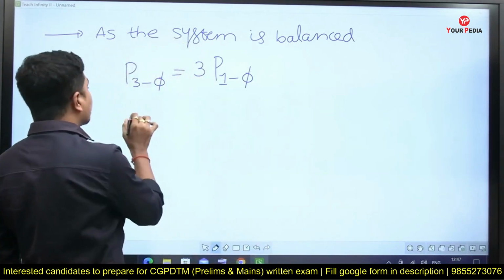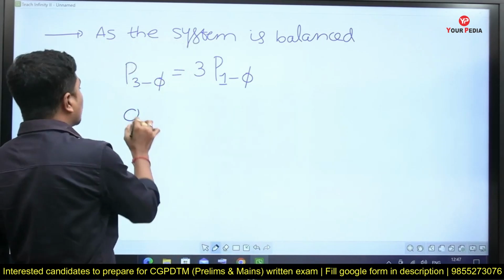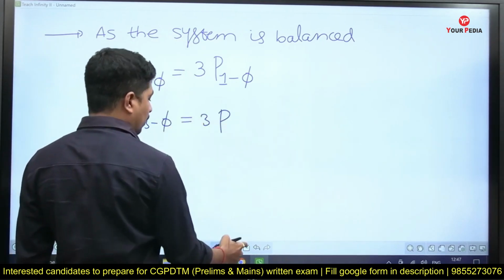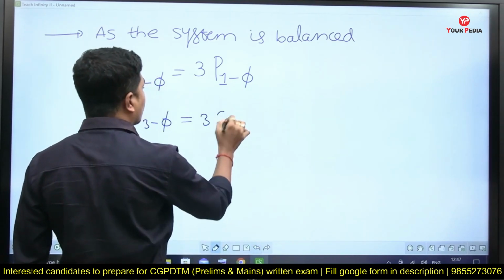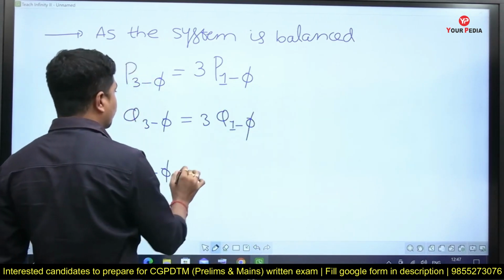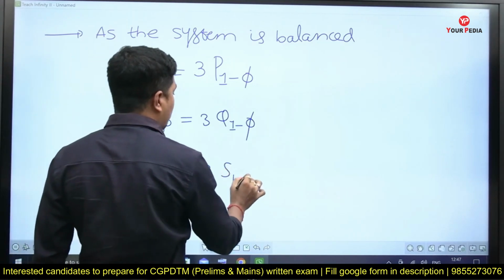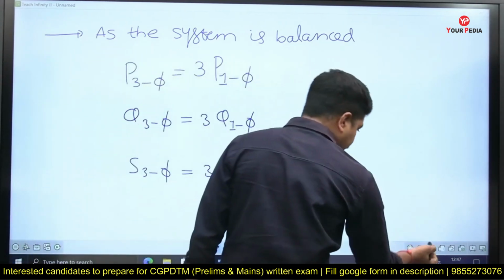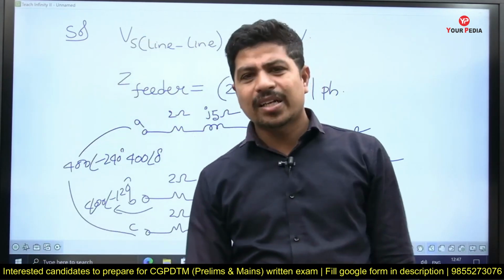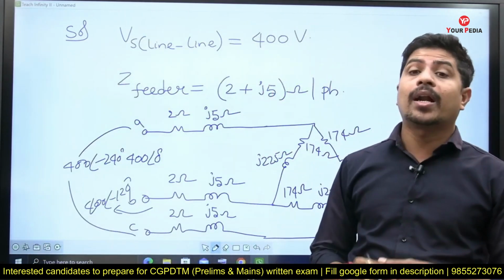What is this? P is active power, Q is reactive power, S is apparent power. Now if you observe, the load is in delta connection. For delta connection, it is somewhat difficult for us to apply Ohm's law directly. Why?